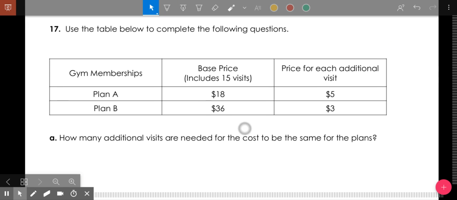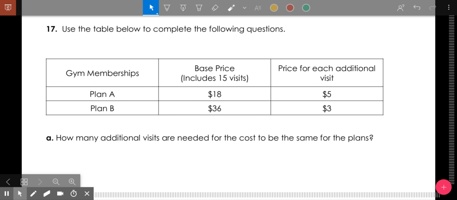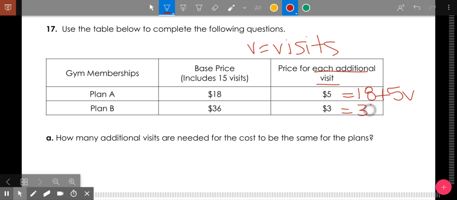So first question. How many visits are needed for the cost to be the same for the plans? Remember the same? You have to set your sides equal to each other. So you have to think of your equations for each problem. First of all, since it's 15 visits and then price for each additional visit, we're going to do V equals visit as our variable, or number of visits. So our first equation is going to be 18 plus 5V, and this one's going to be 36 plus 3V. So for that, we're going to set our equations each equal to each other.